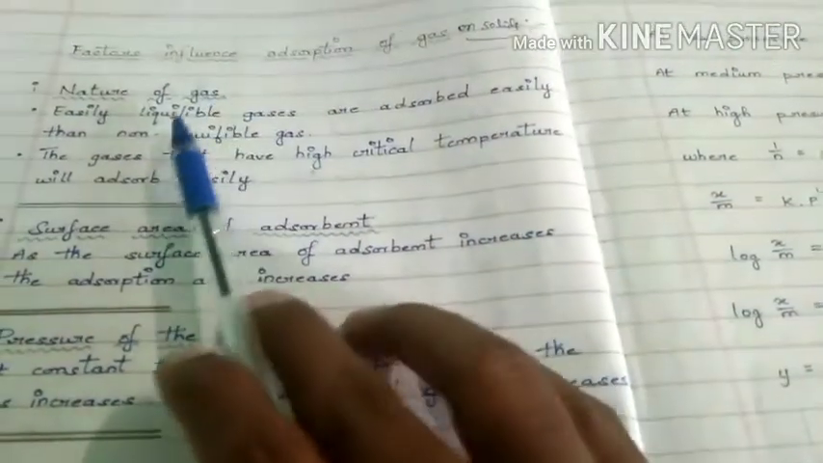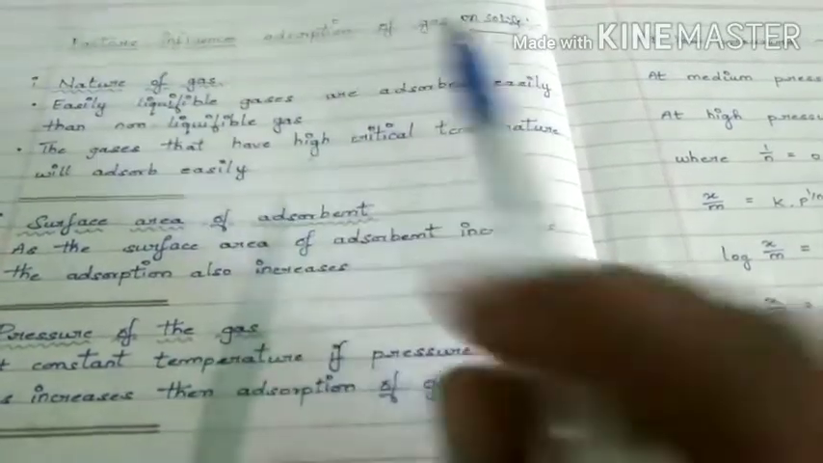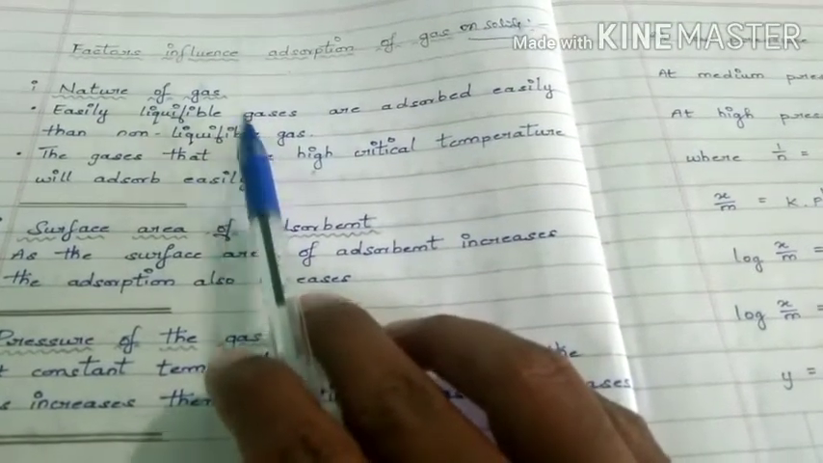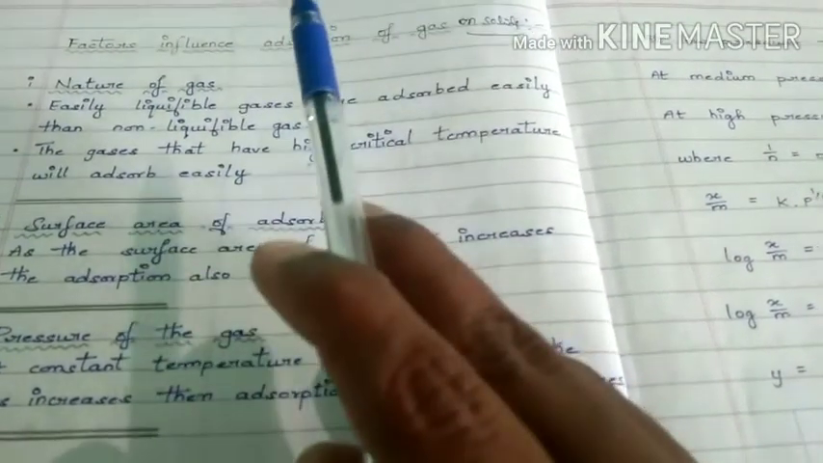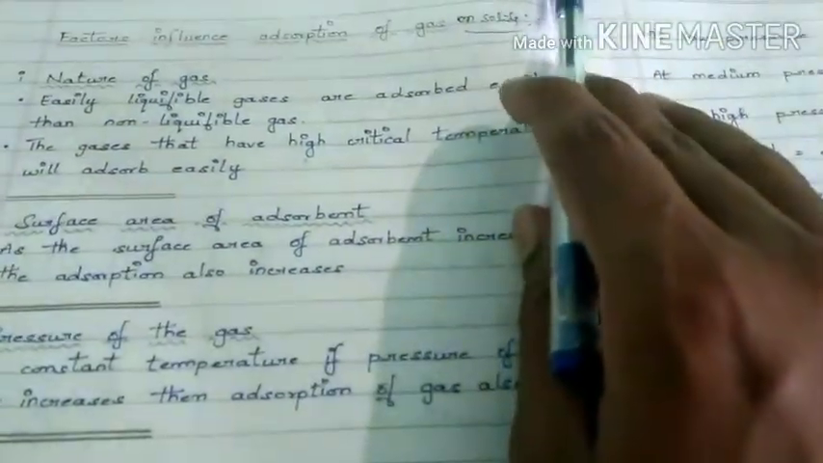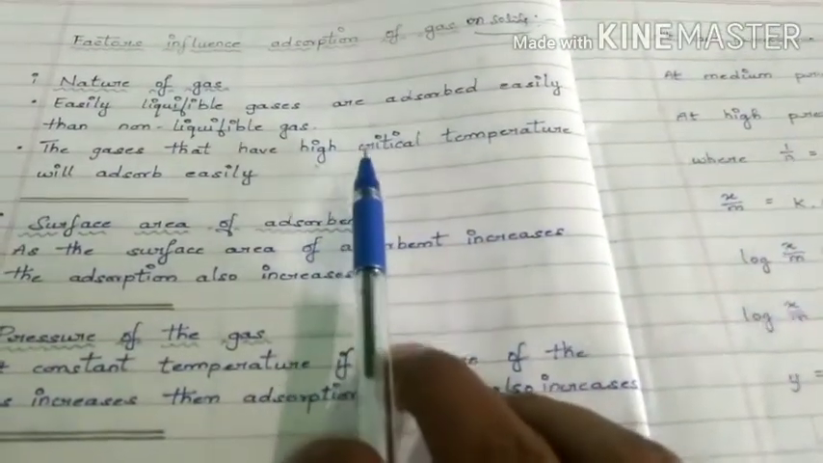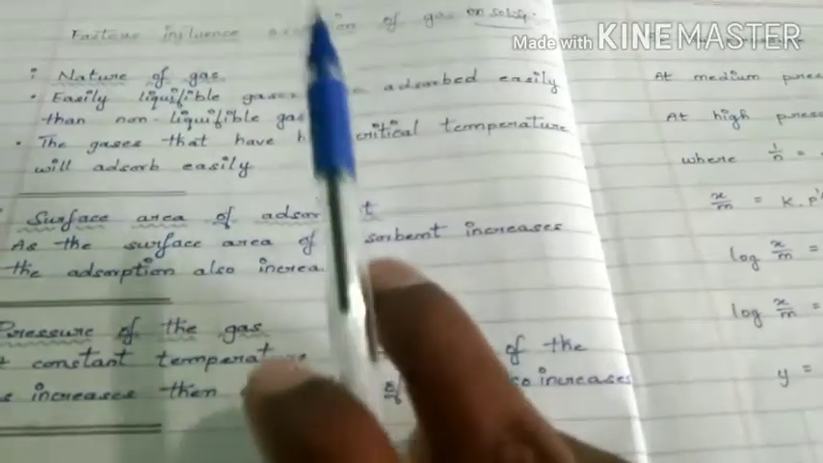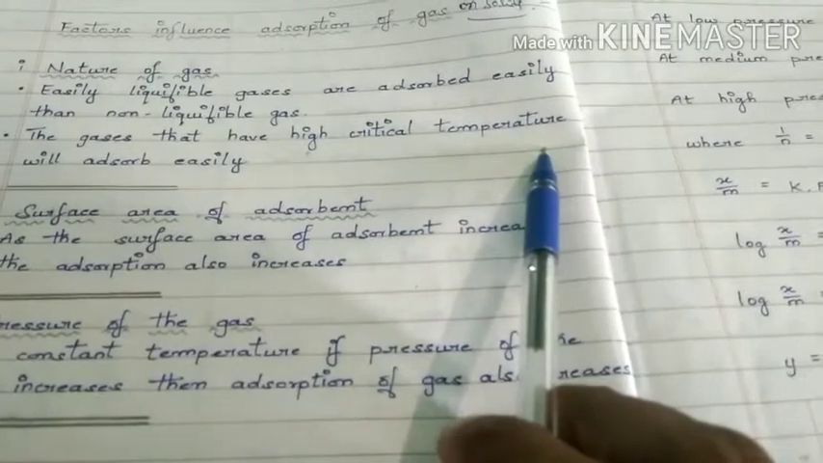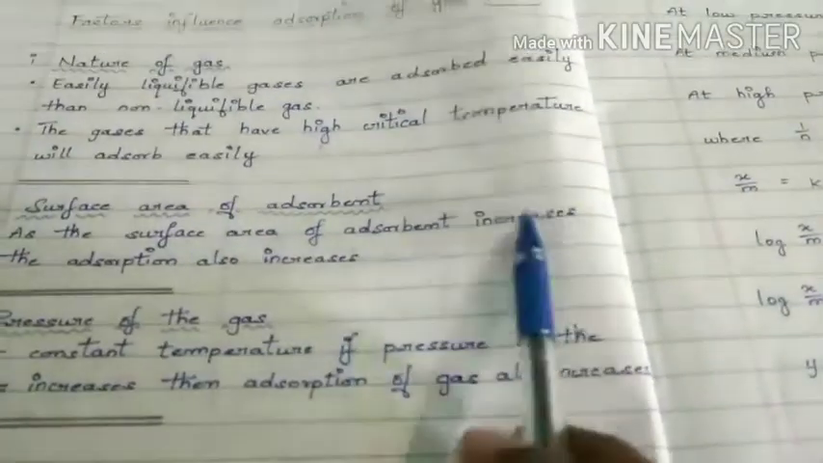Here the point is, how does nature of gas affect adsorption of gases on solids? If easily liquefiable gases are there, then they undergo adsorption easily. That means they easily attach on the surface of the other substance. For that, they should have high critical temperature. Then automatically adsorption of gas on solids increases.